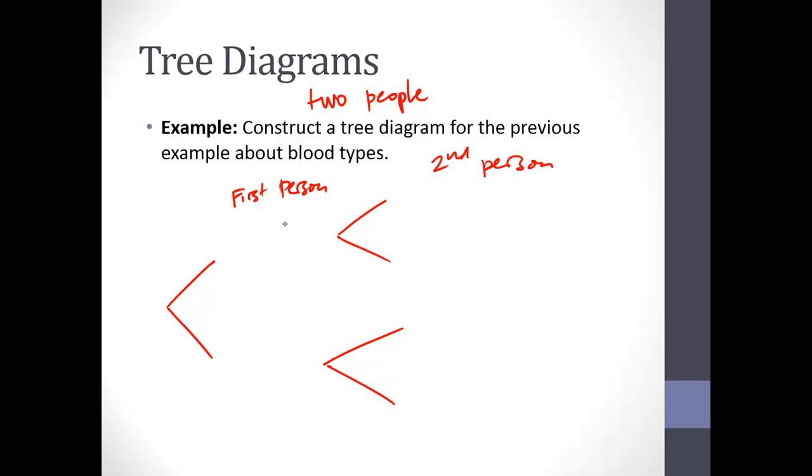So let me fill these in. The first person can either have O negative blood or not O negative blood. We're going to lump all those other cases in one thing there. And then the second person can also have either one of those options. So if the first person has O negative, the second person can have O negative blood or not O negative blood. And similarly, if the first person has something other than O negative blood, the second person can have either option as well.